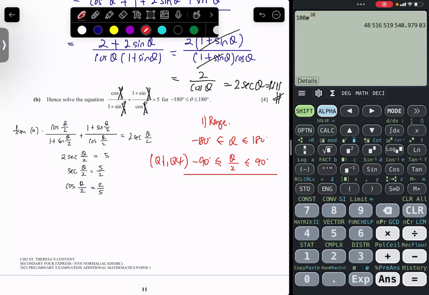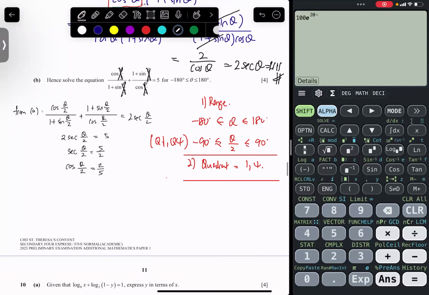Now, the second thing we need to consider is the validity of the answer. Cosine theta equals 2 over 5, so the quadrant itself is indeed 1 and 4. So that means when we look at the range and the quadrant, we will be expecting 2 answers.